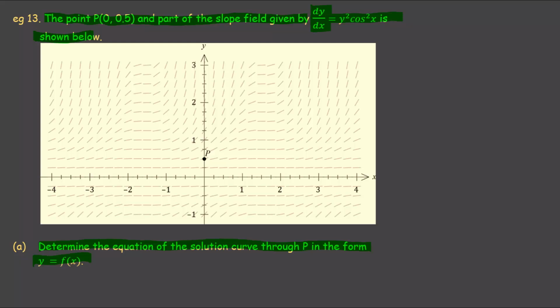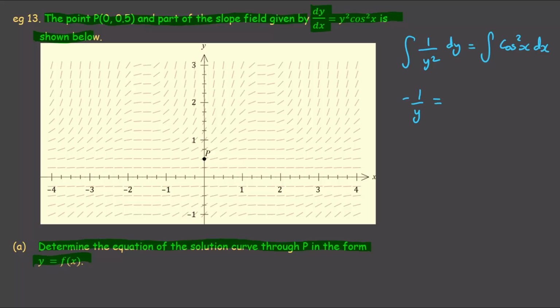So separate and integrate. The integral of 1 over y squared dy is going to be equal to the integral of cos squared x dx. So this is going to give me negative 1 over y. And then we've got to think about the integral on the other side.